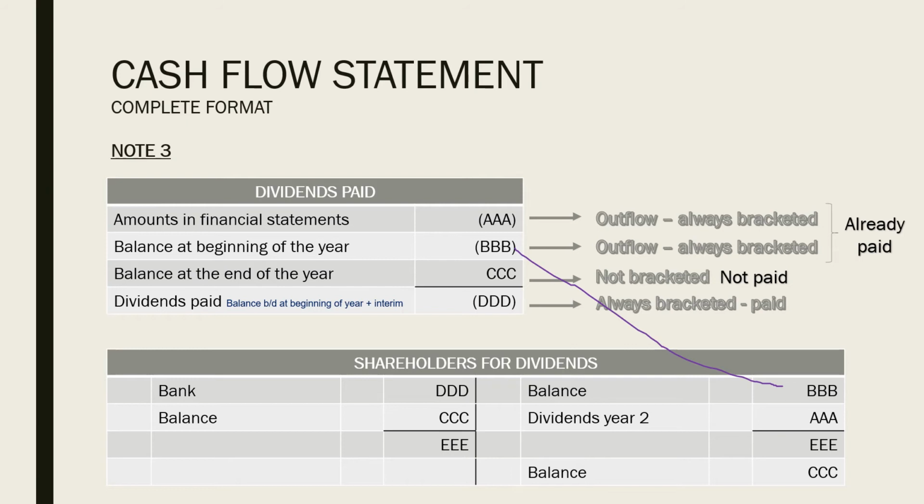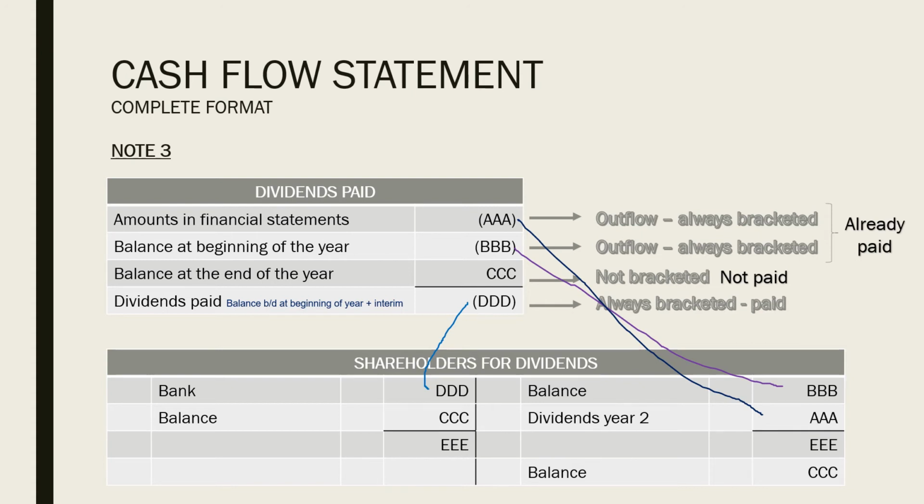On the credit side, balance brought down. Then we are going to take the dividends, the amounts in the financial statements, which would be the dividends for year 2. We are going to add that on the credit side as well. Okay, and then we are going to take the amount in the bank. So this is the dividends that have actually been paid.